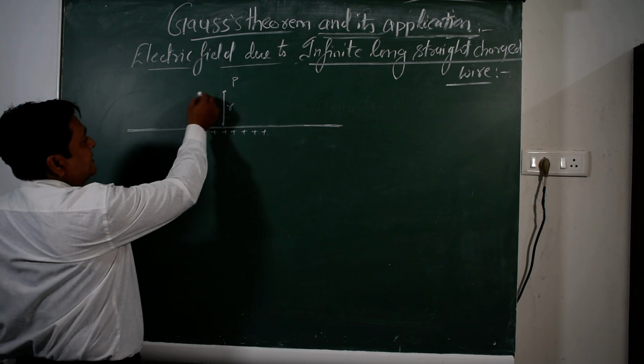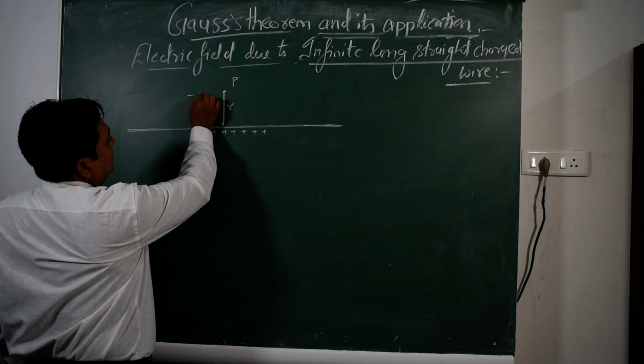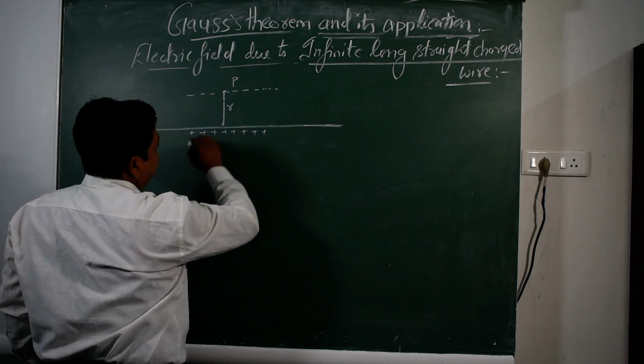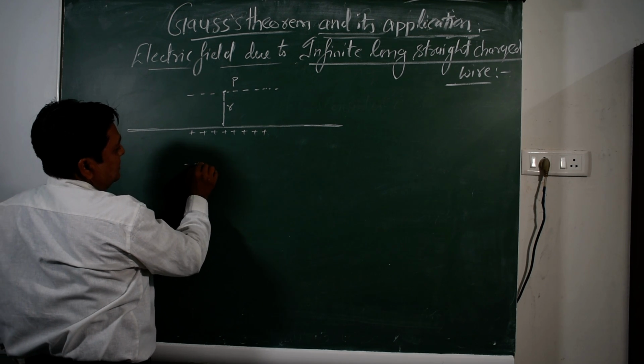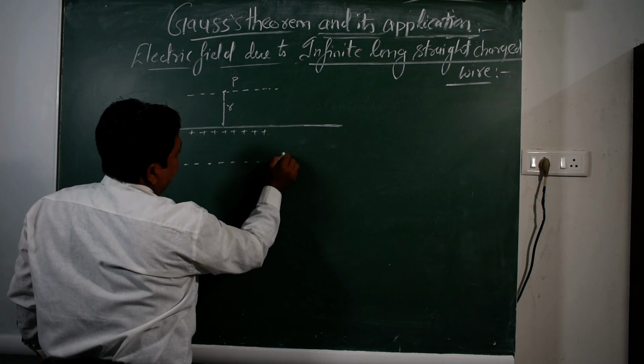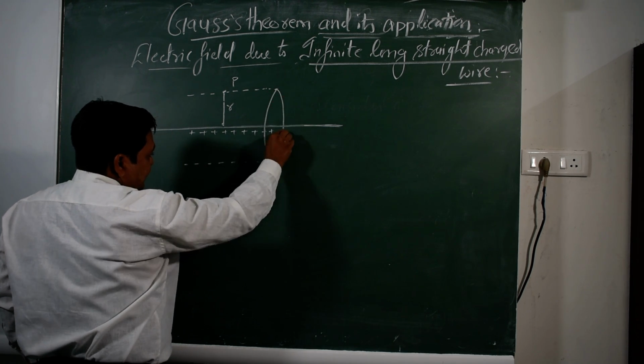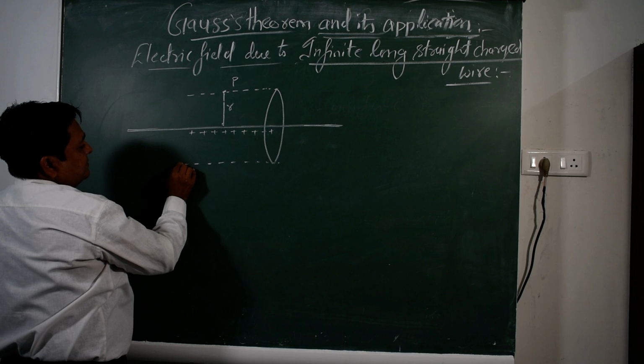Now we consider a cylindrical Gaussian surface like this. Cylindrical Gaussian surface. This is the cylindrical Gaussian surface here.